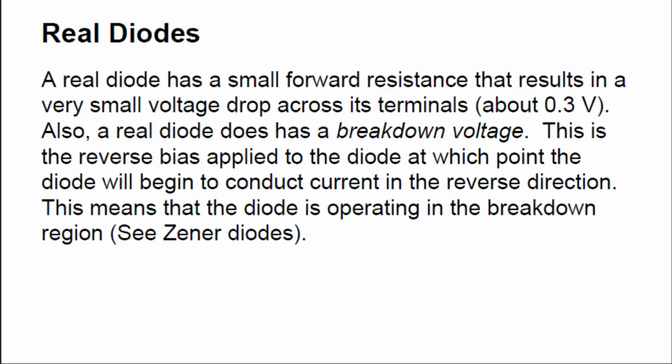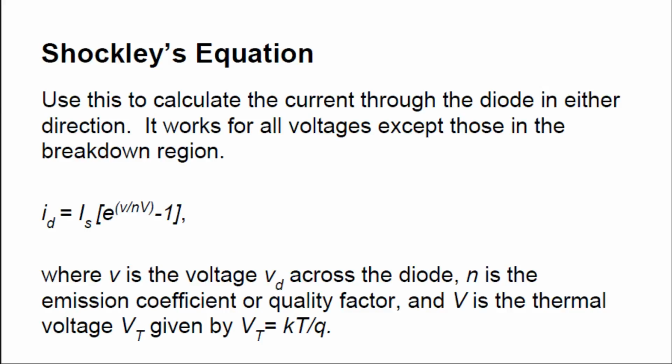And it says here that we can use this to calculate the current through the diode in either direction. That means if it's forward bias or reverse bias. It works for all voltages except those in the breakdown region. And that breakdown region refers to the Zener breakdown region, which again we will cover further in another video.